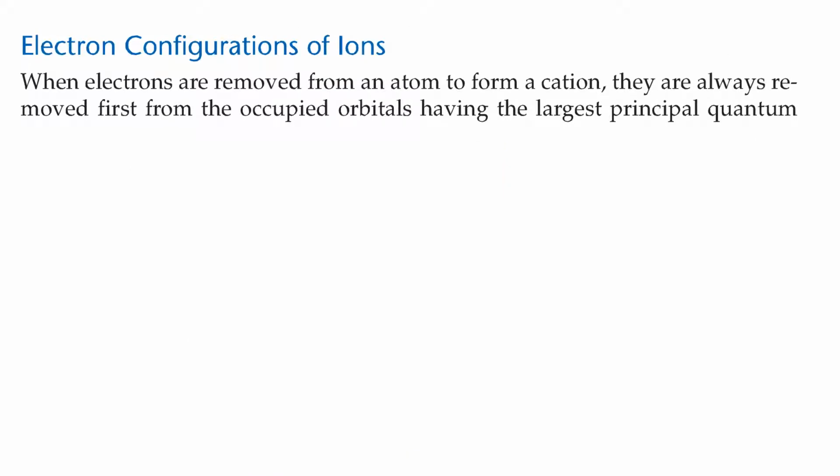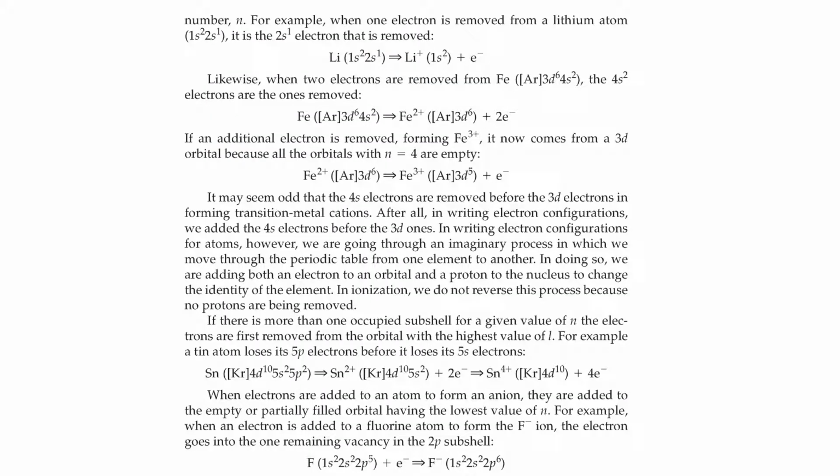Electron configuration of ions. When electrons are removed from an atom to form a cation, they are always removed first from the occupied orbitals having the largest principal quantum number n. For example, when one electron is removed from a lithium atom, it is the 2s1 electron that is removed. Likewise, when two electrons are removed from iron, it is the 4s2 electrons that are removed. If an additional electron is removed, forming Fe3+, it now comes from a 3d orbital because all the orbitals with n equals 4 are empty.